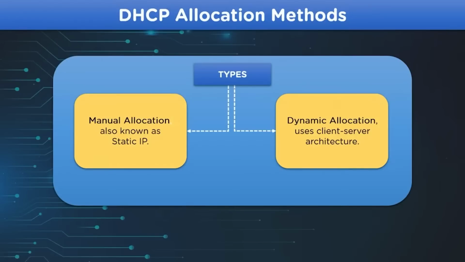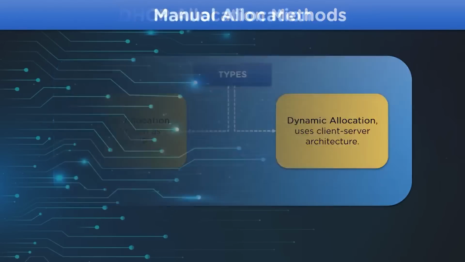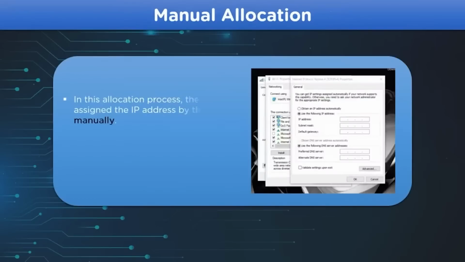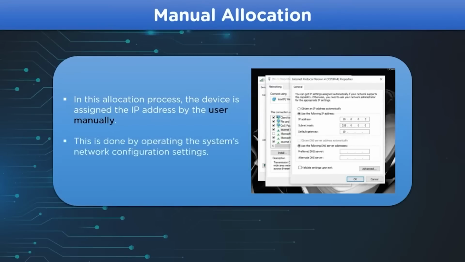Now let's see some points regarding the allocation method. The first type is the manual allocation. As mentioned, in this allocation type, the user manually assigns the IP address to the system for accessing the internet and can be observed in this instance. This is done by accessing the network configuration setting of the device and also requires other related configurations such as subnet mask, preferred DNS server, and default gateway.